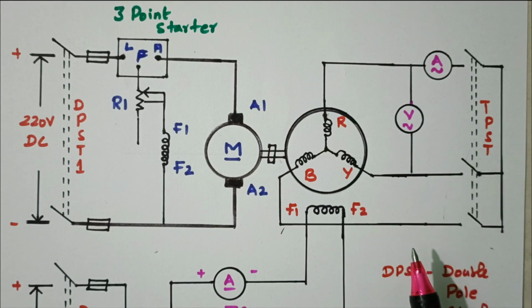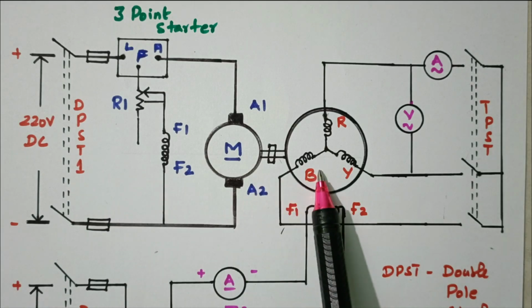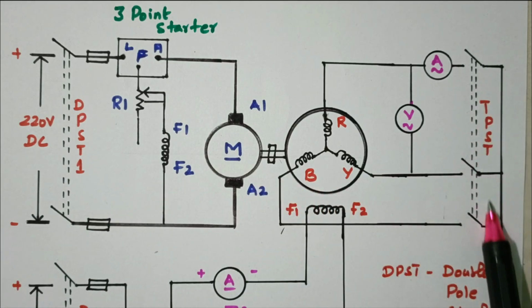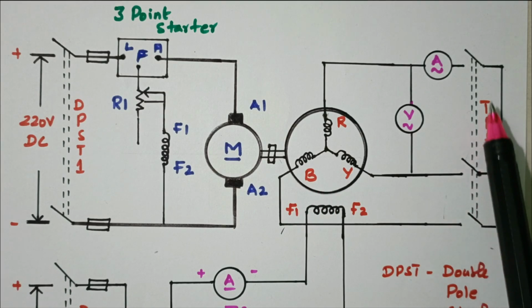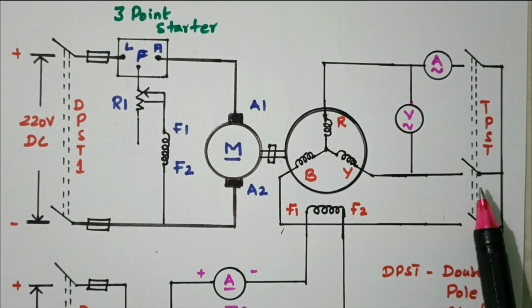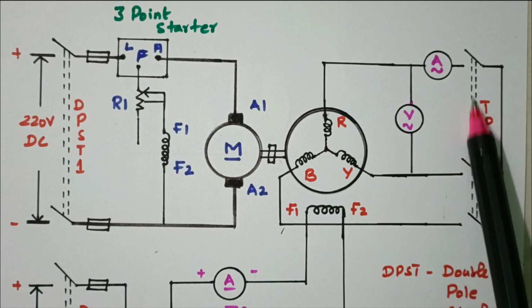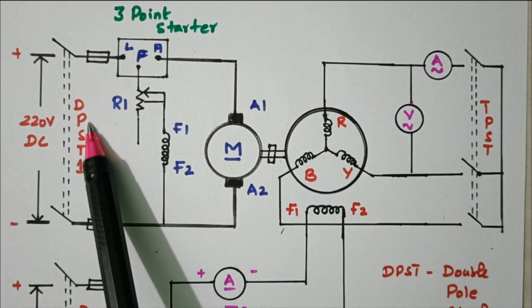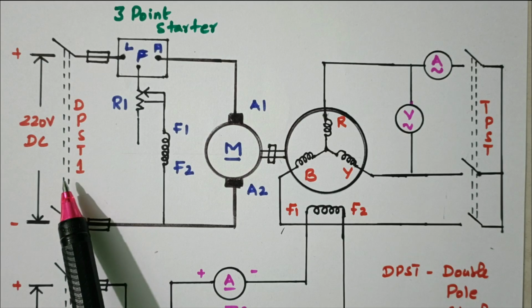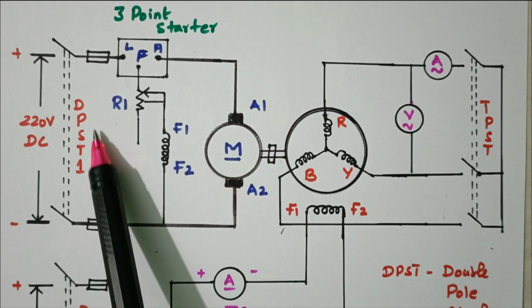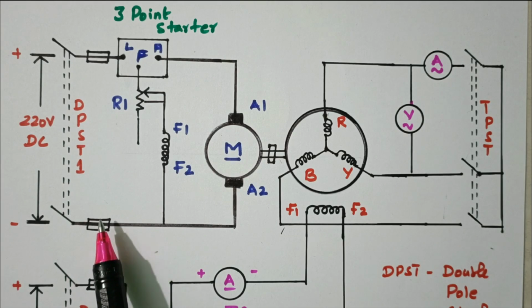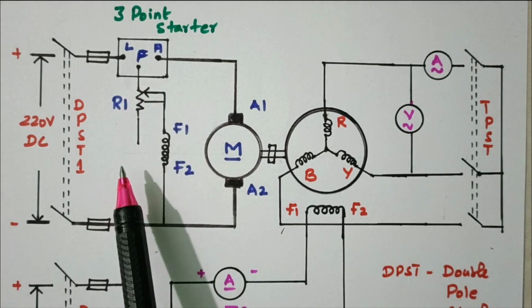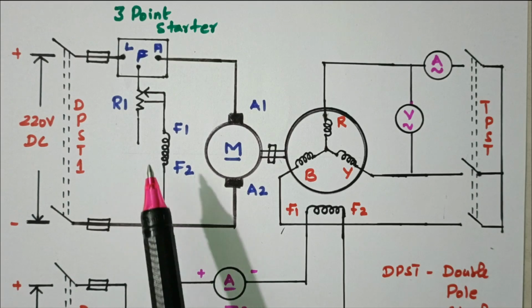Now we'll see the procedure for how to perform the open circuit test followed by the short circuit test. First, in the open circuit test, the TPST switch is kept open. During the short circuit test, we have to close this TPST. In the open circuit test, this switch is kept in open condition. DPST switch 1 is closed, that is, supply is given to the motor, and it is started by the 3-point starter. By slowly moving the starter we can start the motor.